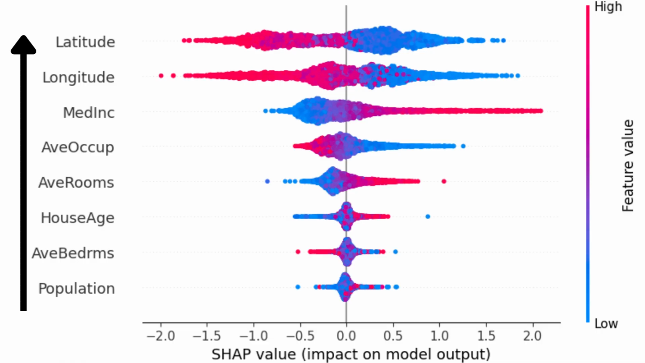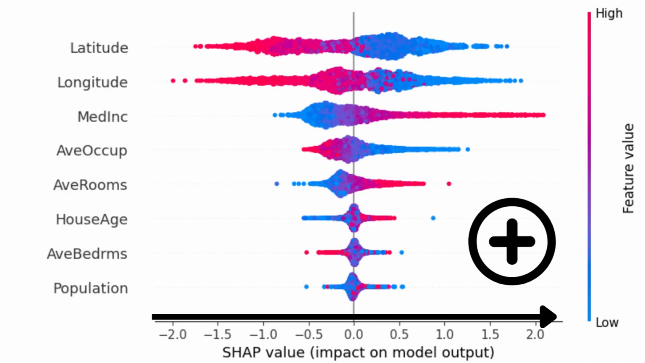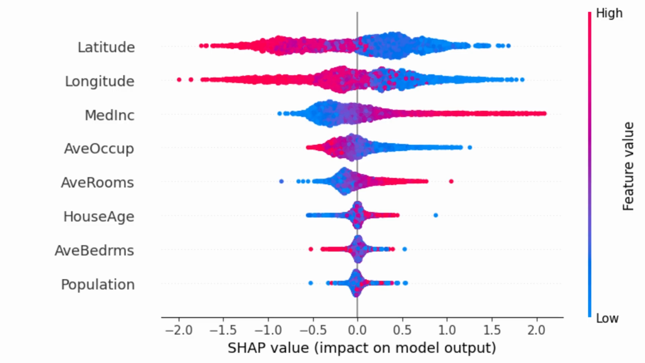On the y-axis, we have our features, ordered by their overall importance. Latitude and longitude are the two topmost features, meaning that they have the largest impact on the predictions. Each dot on the plot is a single prediction from our test dataset. Its position on the x-axis shows its SHAP value. Dots to the right have positive SHAP values, pushing the prediction higher, and dots to the left have negative values. Now, the color of each dot represents the original value of that feature for that data point. Red for high values and blue for low values.